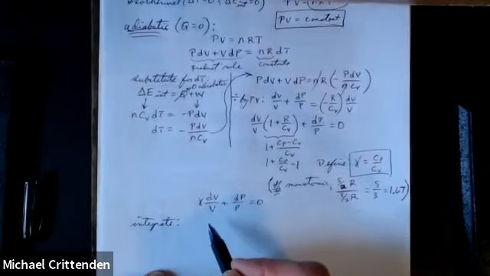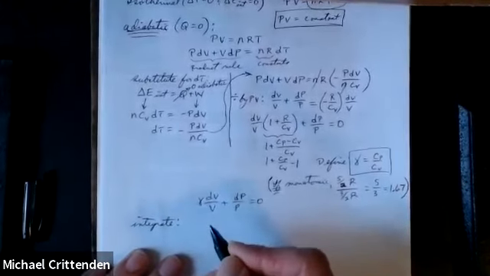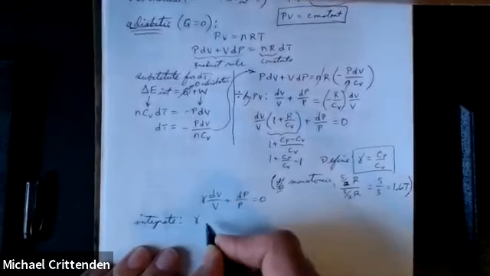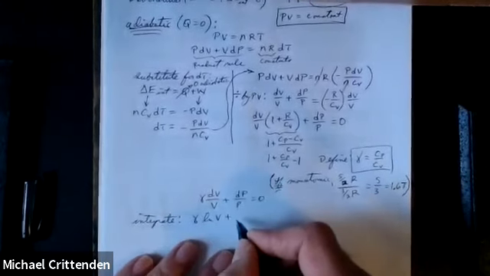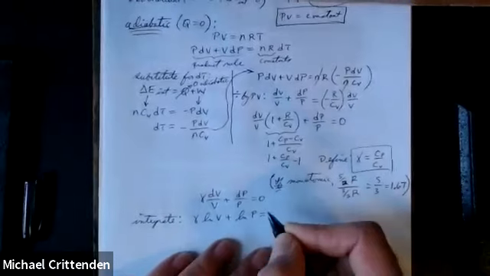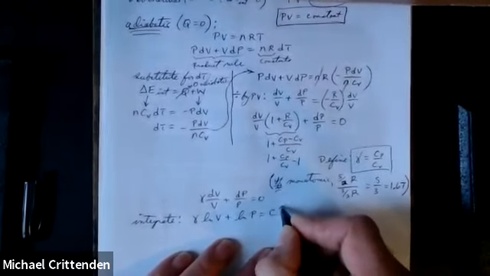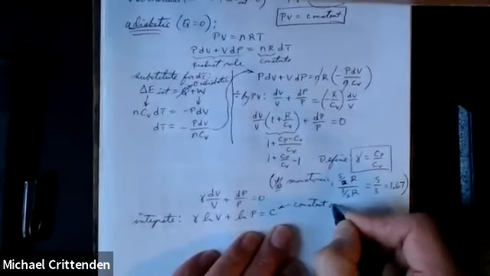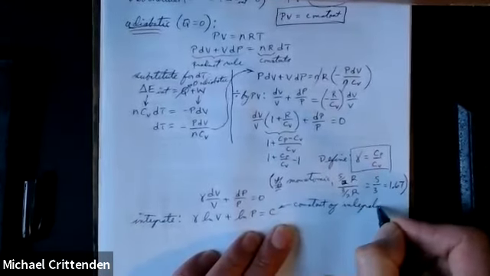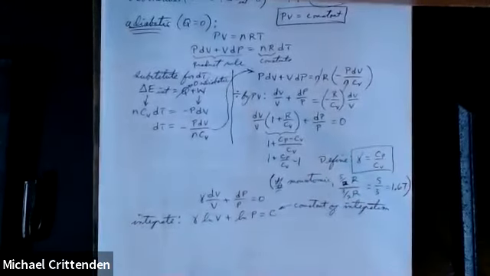dV over V, of course, integrates to the log of V. We're going to do it as an indefinite integral this time. And the integral of dP over P is the log of P. And when you do an indefinite integral, you can't forget the constant of integration, which I had better clearly label, otherwise somebody might think it's specific heat or the speed of light or capacitance, or, well, what other things have we used the letter C for? Anyhow, that's supposed to be a constant of integration.